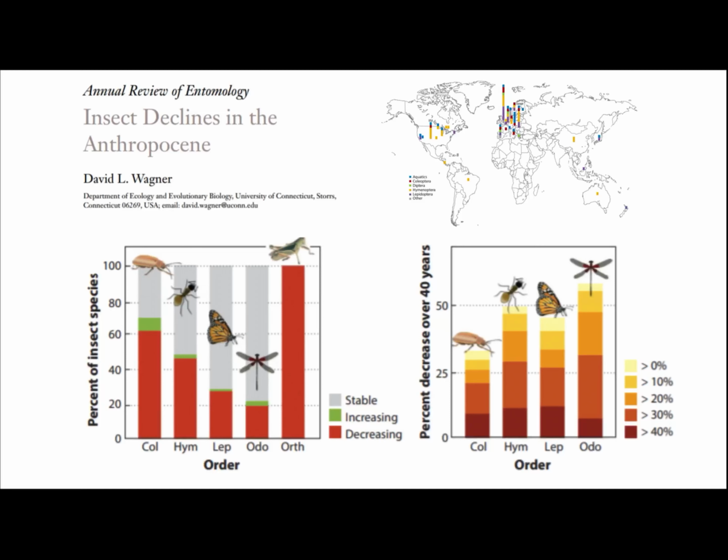If you have a red amount under these insects, it's showing the percentage of those species that are undergoing decreasing numbers. In Coleoptera, the beetles, about 60% of the species measured are undergoing declines. Hymenoptera, that includes bees that pollinate our crops, about 45 to 50% are undergoing declines. All of these orders of insects are undergoing decreasing numbers.